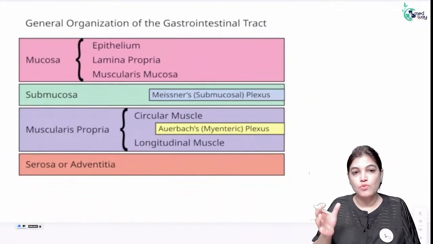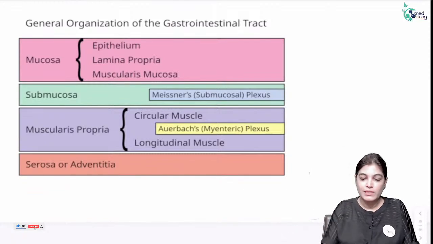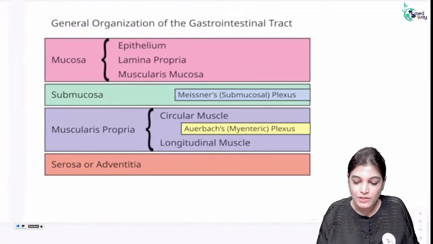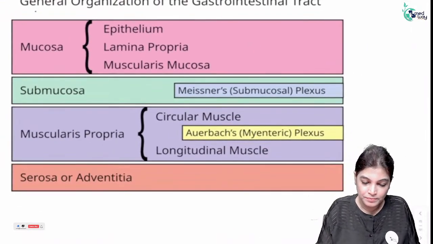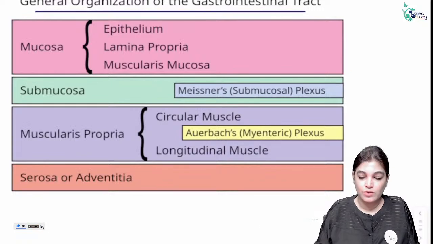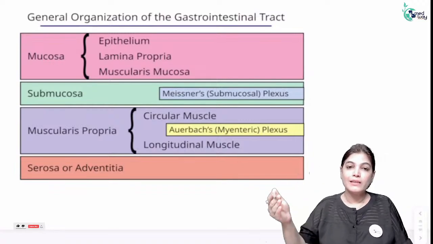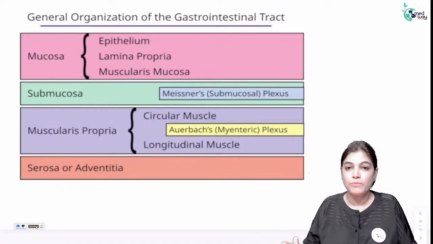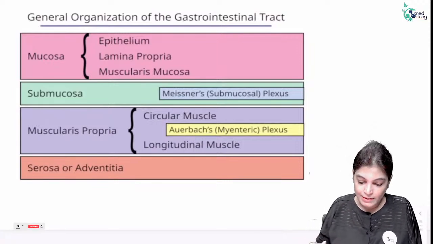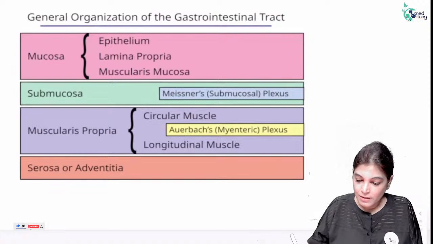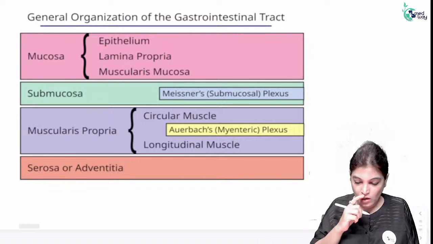Here I just want everybody to understand the two nerve plexuses and the general plan of the GI tract. This is a question of histology. The organization of the gastrointestinal tract is to be explained to you. This image is showing the general organization of the GI tract. We have the following layers as you proceed from inside to outside: the mucosa, the submucosa, then the muscularis proper, or you can say the external muscle layer, and the serosa or adventitia.